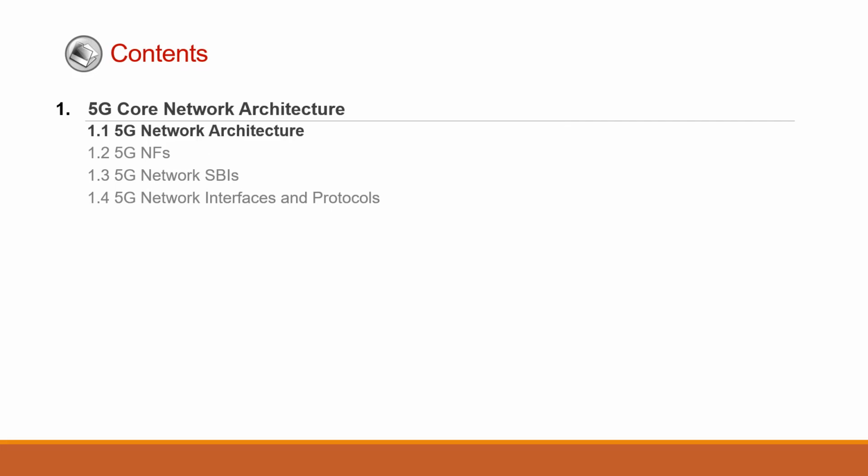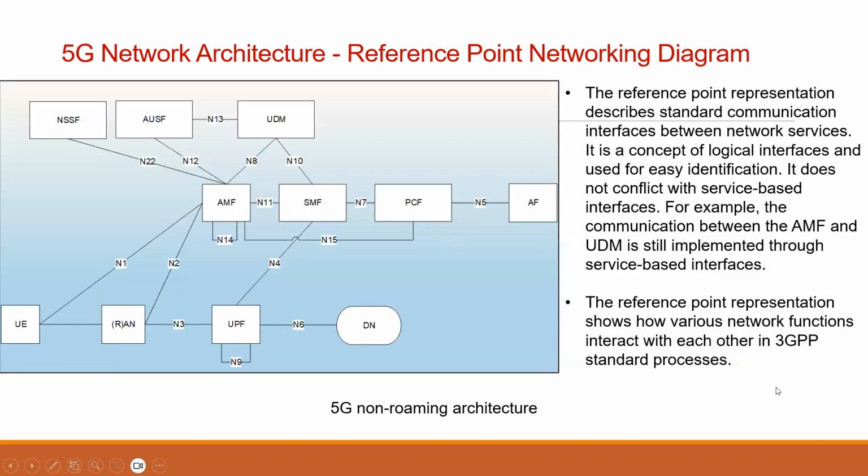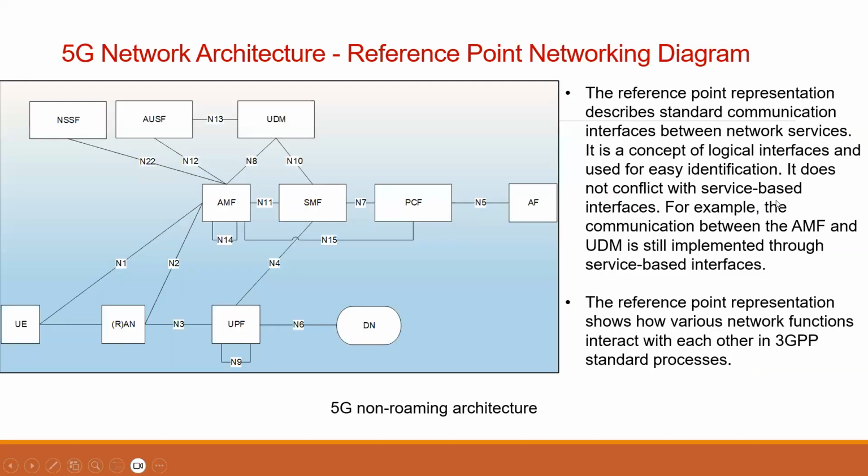Then later on, we're going to see what are network functions, what are network SBIs, and what are the different interfaces and protocols that are used in 5G core network. Right. So in 5G core, basically we have two different types of architectures. The first one is called the SBA, service-based architecture, and the other one is your reference point.